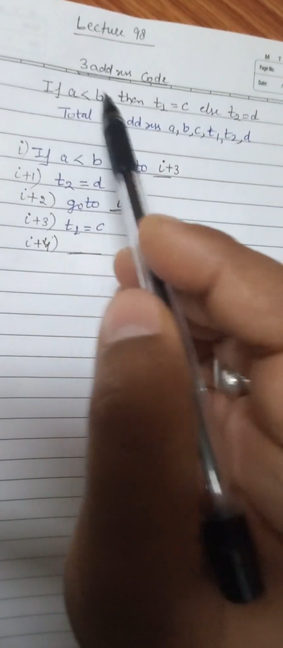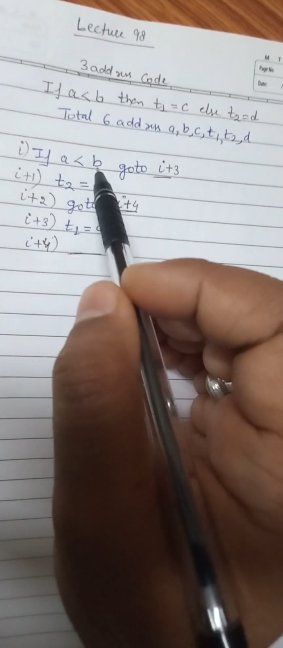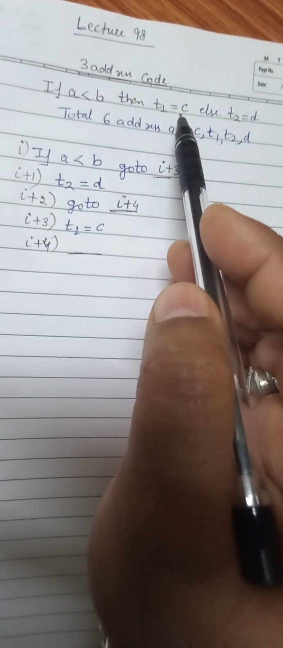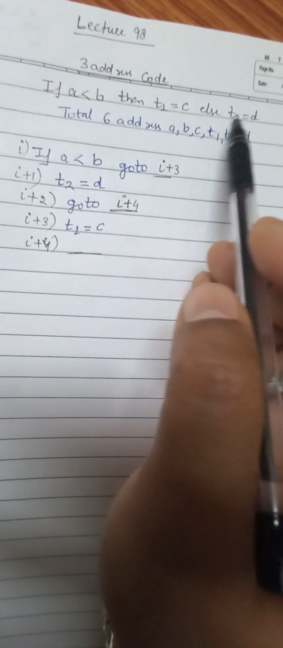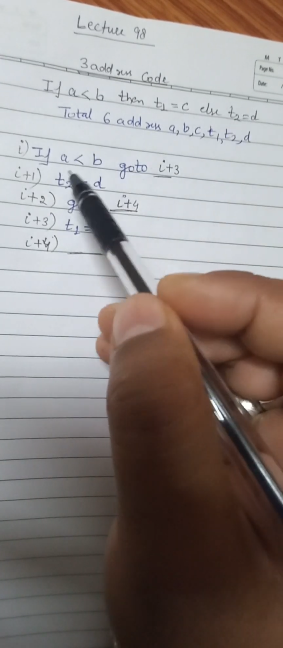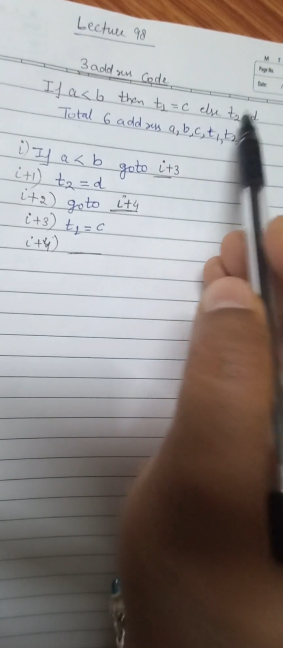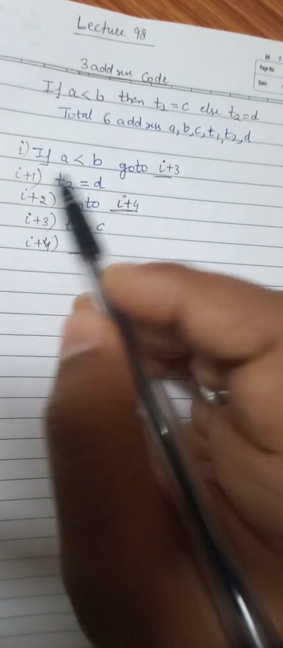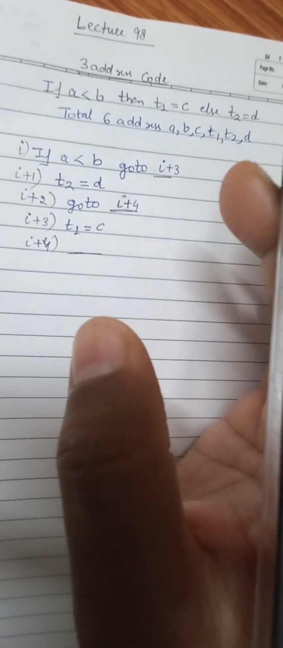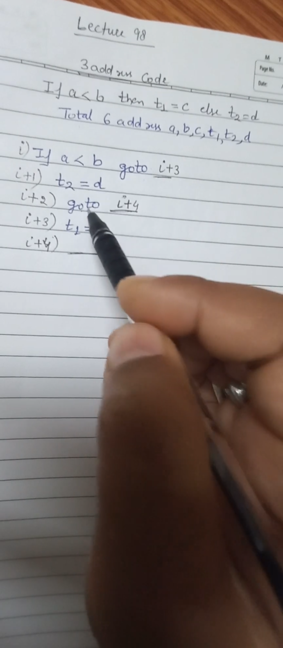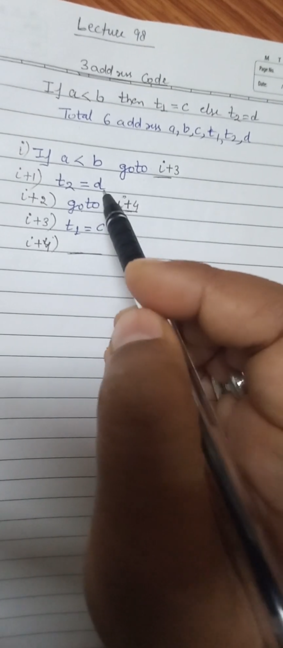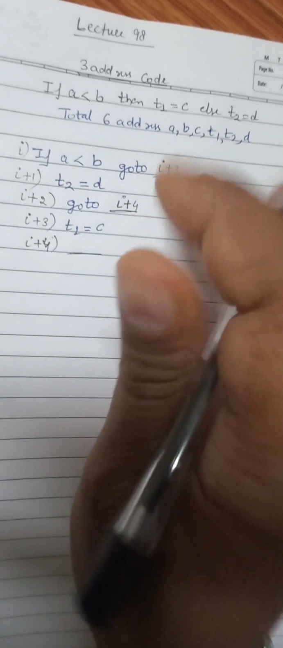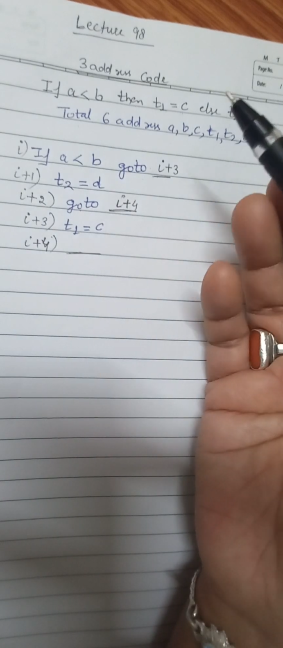What is the condition? First, if A less than B, then we will write if A less than B, go to, because after that T1 is equal to C is there, but only if this is true. Otherwise, T2 is equal to D. So we will write this in the second line, because if this condition fails, then it will go to this condition. So that's why we are writing I plus 1. In the I plus 1 position, we are writing T2 is equal to D. And suppose this also fails, or this works. If this works, then after that we will go to the next one, because this statement is completed. So whatever is there in the code, we will go to the next one.